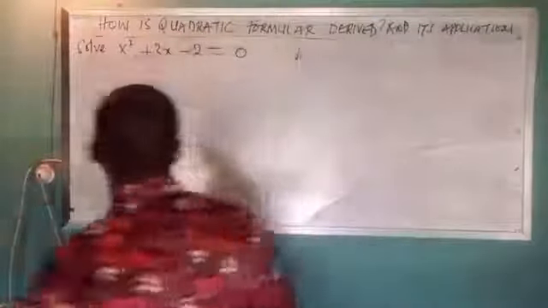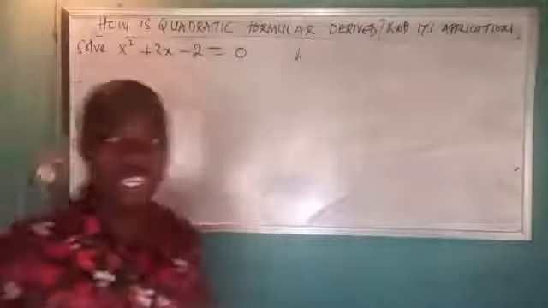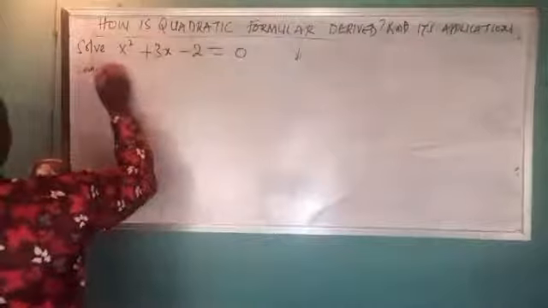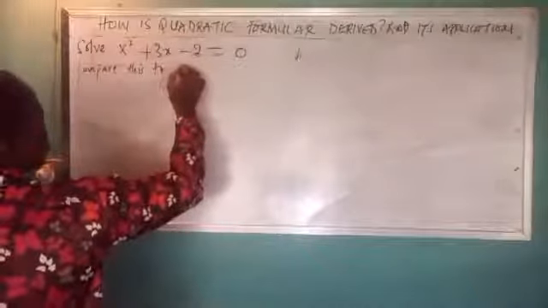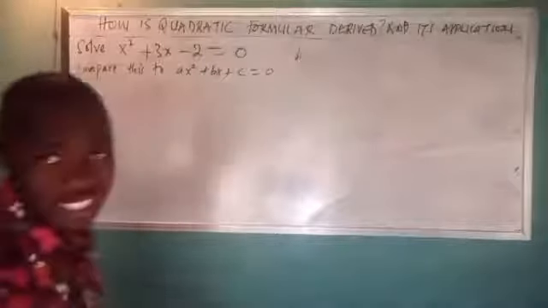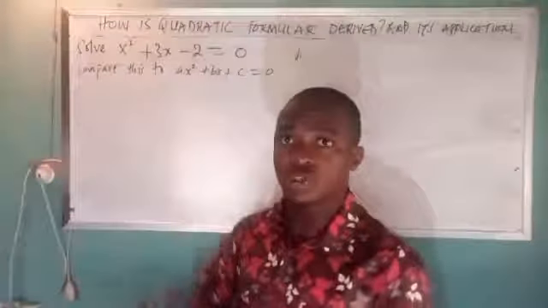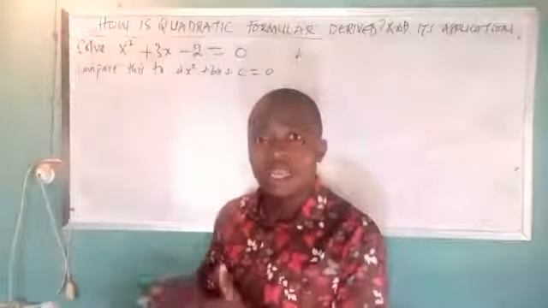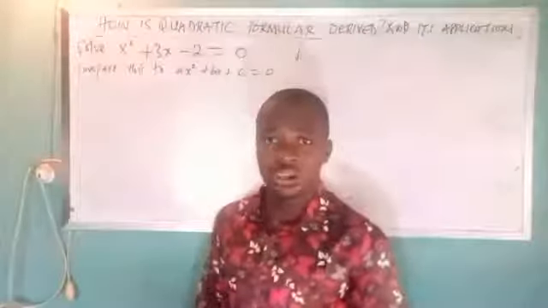So what's the next thing to do? The next thing to do is to compare this given equation to the general quadratic equation in the form ax squared plus bx plus c equals 0. This is what we call the general quadratic equation. So don't be surprised we are seeing a, b, c there. They are just constants, so any form of letters can take their position here.